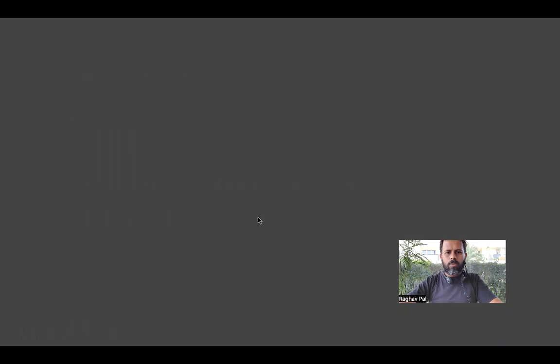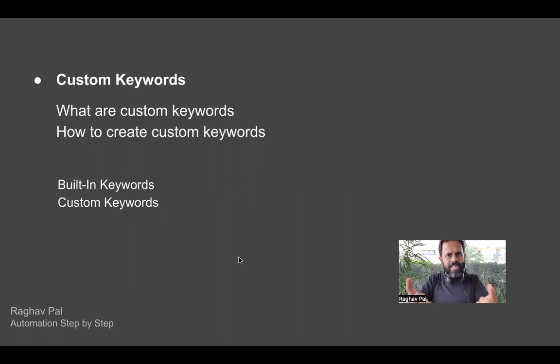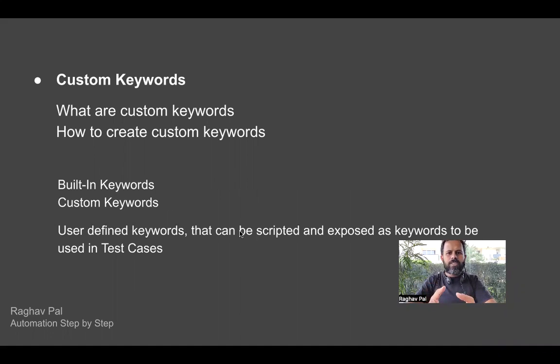Okay, so now let us move to the next topic, which is custom keywords. We will see what are custom keywords and how do we create custom keywords in Katalon Studio. Now, in Katalon Studio, we have built-in keywords and then we have custom keywords. Now, built-in keywords, as the name suggests, are the keywords which are already present, which are built in the platform and you can directly use them.